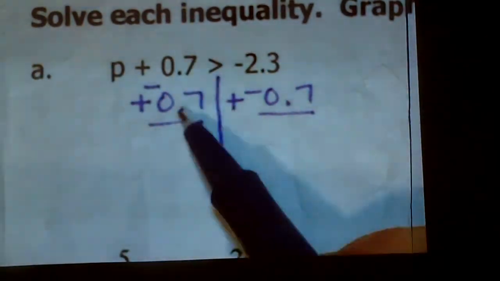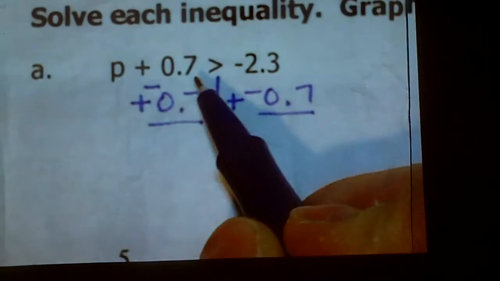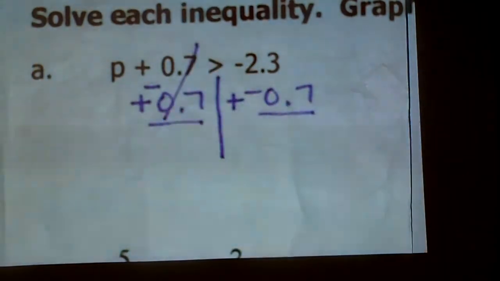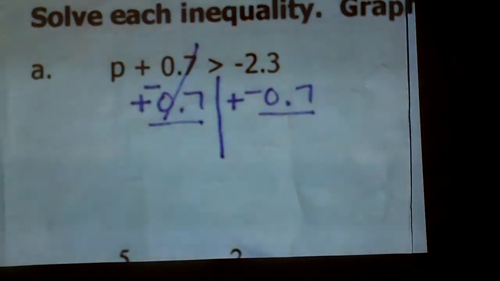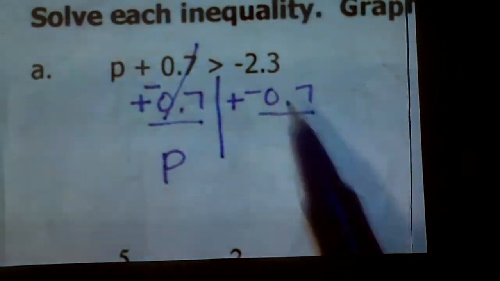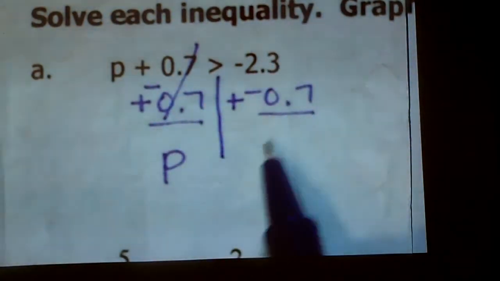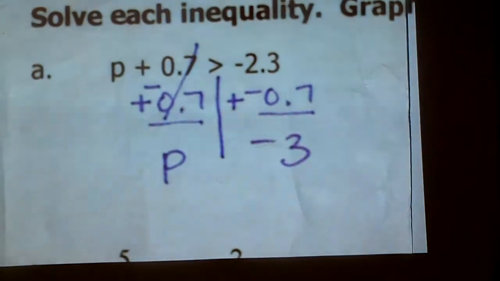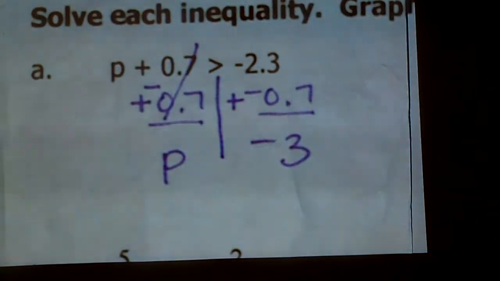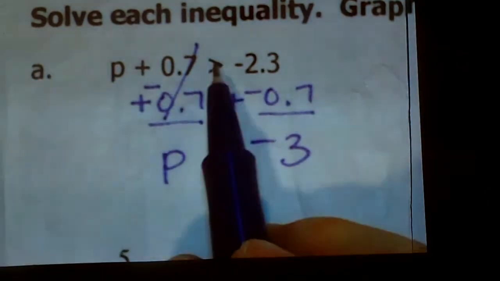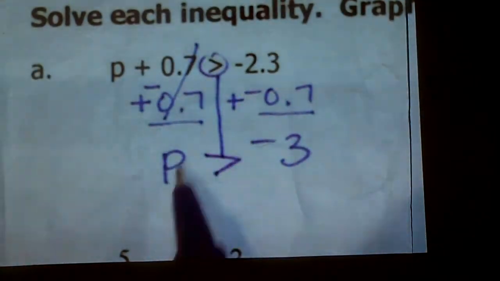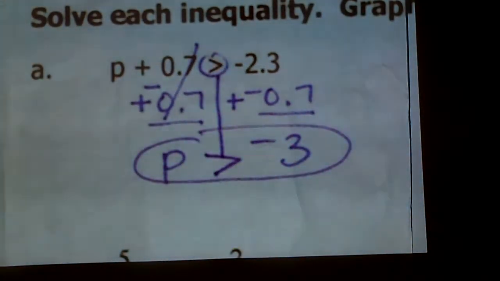7/10 plus negative 7/10 equals 0, and p plus 0 is of course p. Negative 2.3 plus negative 7/10 ends up giving you negative 3. And now instead of putting an equal sign between the two because they're not equal, we're going to bring our symbol down, which was greater than. So there's our answer. P is greater than negative 3.